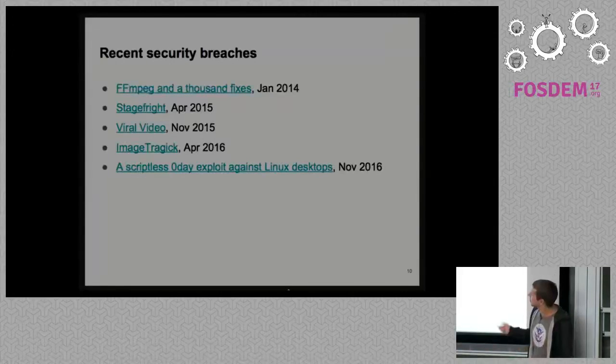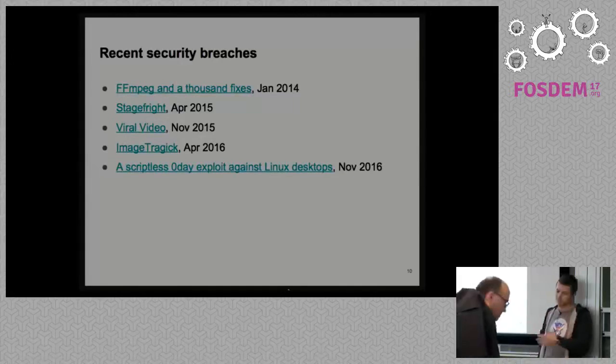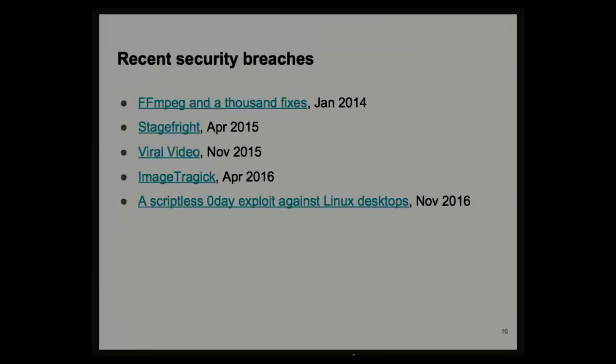Another example from a year and a half ago is the viral video bug. It was an FFmpeg vulnerability in the parsing of playlists. It allowed reading local files from the remote server on Facebook, on YouTube, on just about every video hosting service in the world. Yeah, these are all links, so if you are interested, you can open the presentation later and read more.